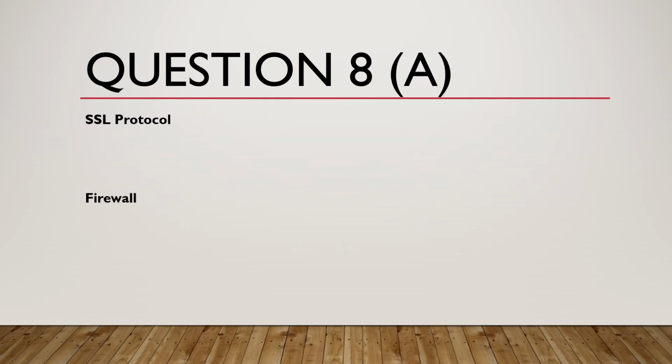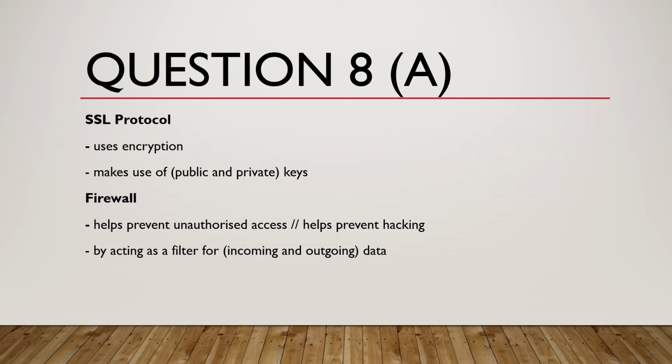Question number 8A. We had to describe what SSL and a firewall are. SSL is a protocol that uses encryption, which makes use of public and private keys. A firewall helps to prevent unauthorized access and helps prevent hacking by acting as a filter for incoming and outgoing data. We had to give six more ways that the company can keep data safe.